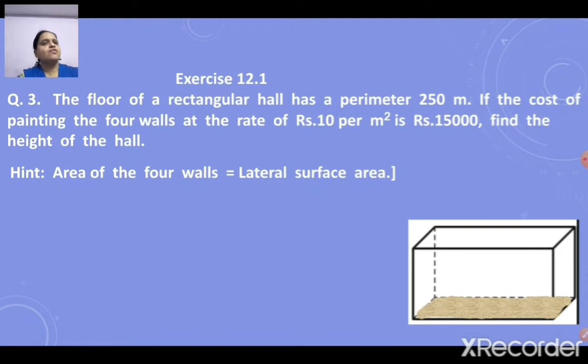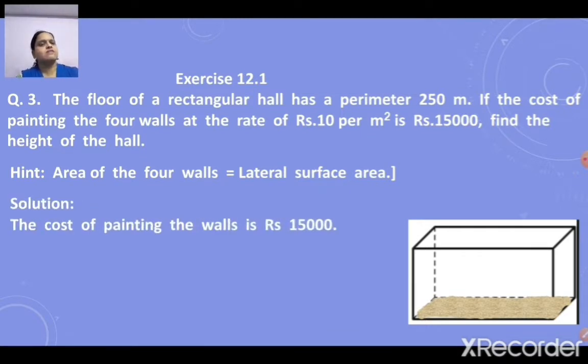The floor of a rectangular hall is given with perimeter 250 meters. So the bottom, you can see the floor, the perimeter is given as 250, that is 2 in the bracket L plus B, because it is of rectangular shape. And the total cost is given as 15,000 and the cost per meter square is rupees 10. So by using that, we can find the lateral surface area. So let us see the solution.